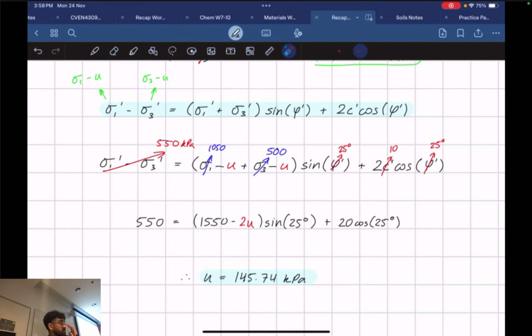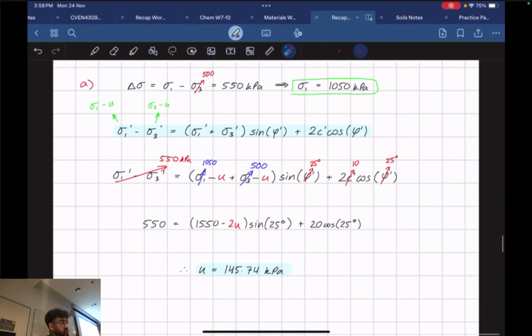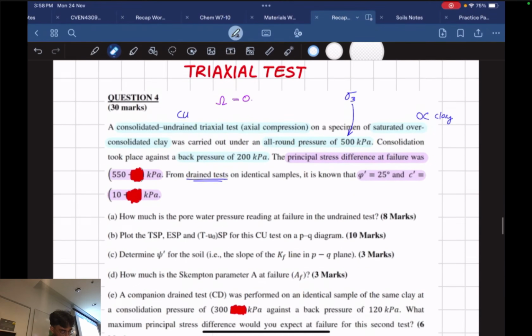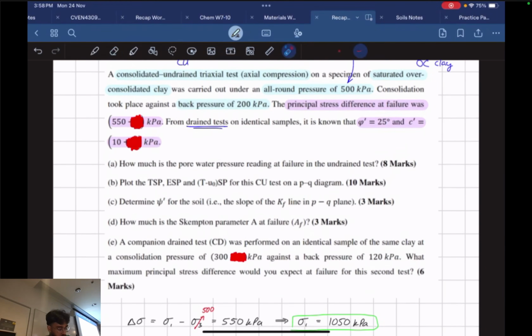Questions about this? It's just a bit of subbing in and rearranging. Okay, cool. If there's no questions, I'll move on. Plot the TSP, ESP, T minus USP for the CU on a PQ diagram. So this is to do with your stress path technique, week 9 content, so just before slope stability.